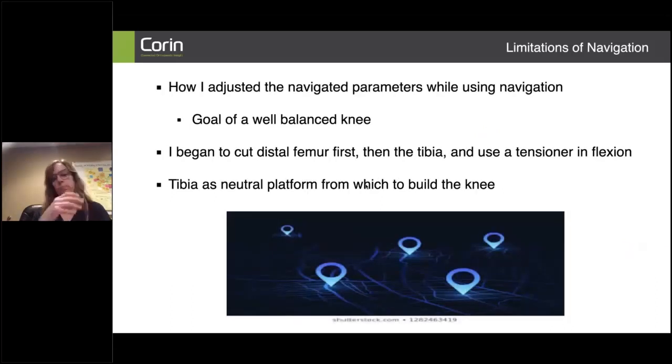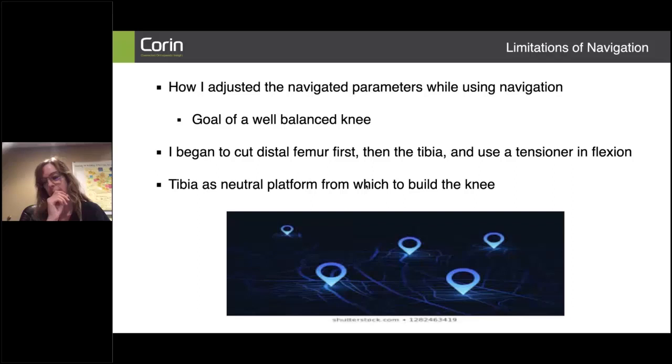Even at this stage, 10 years ago, we were using this navigation and in some ways attempting, even though we didn't really have the appropriate tools at hand like we have now, to make modifications in our technique to predict what our post-procedure alignment was going to be.